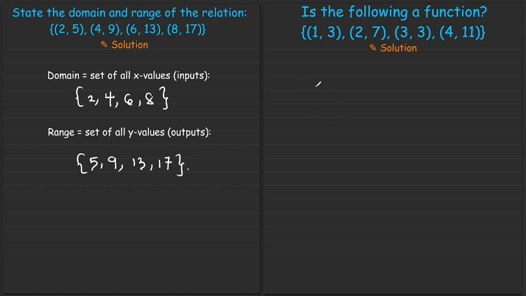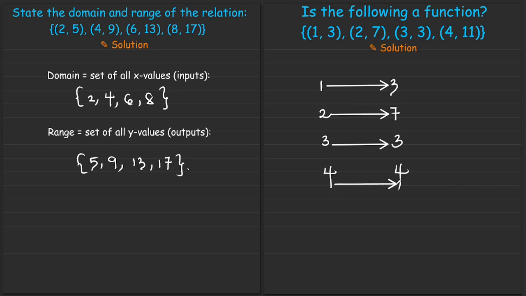So for our x values, we have what? 1, 2, 3, and then 4. And for our y values, we have what? 3. We have 7. We have 3. And then we also have 4. And they are being mapped just one to each other. So 1 uniquely maps to 3. 2 uniquely maps to 7. 3 uniquely maps to what? 3. And we have our 4 uniquely mapping to what? What we have over there.